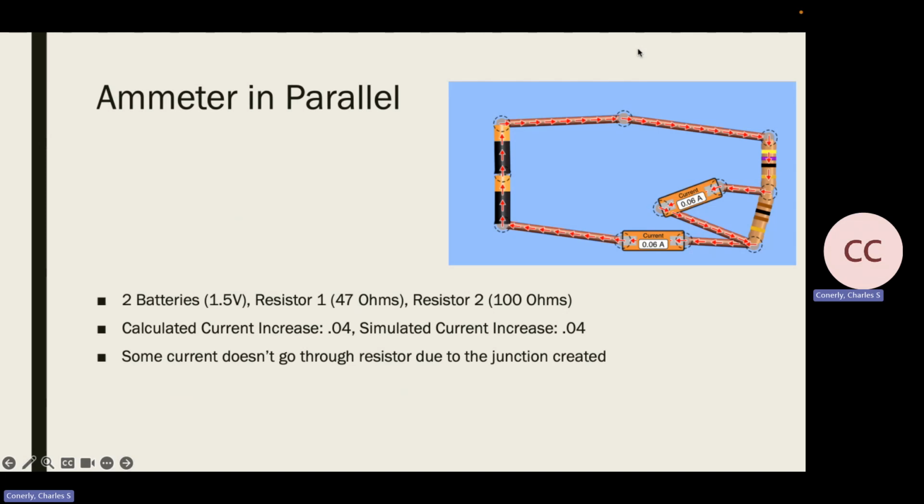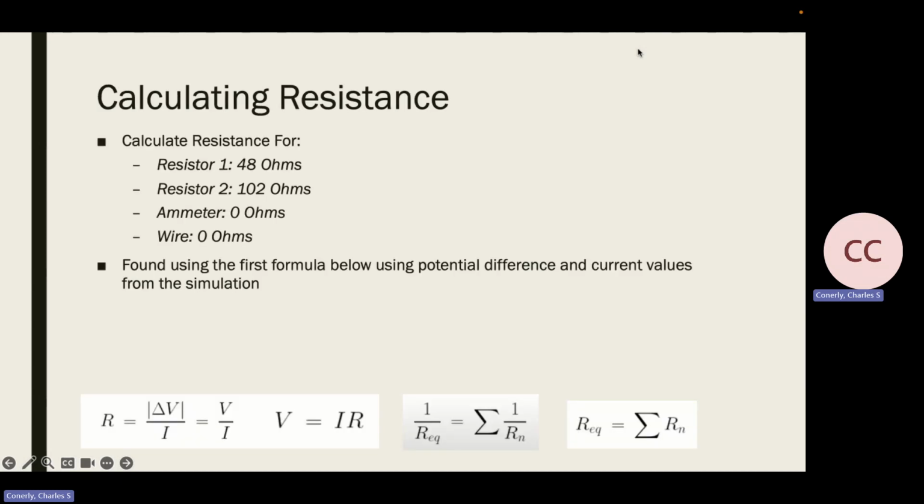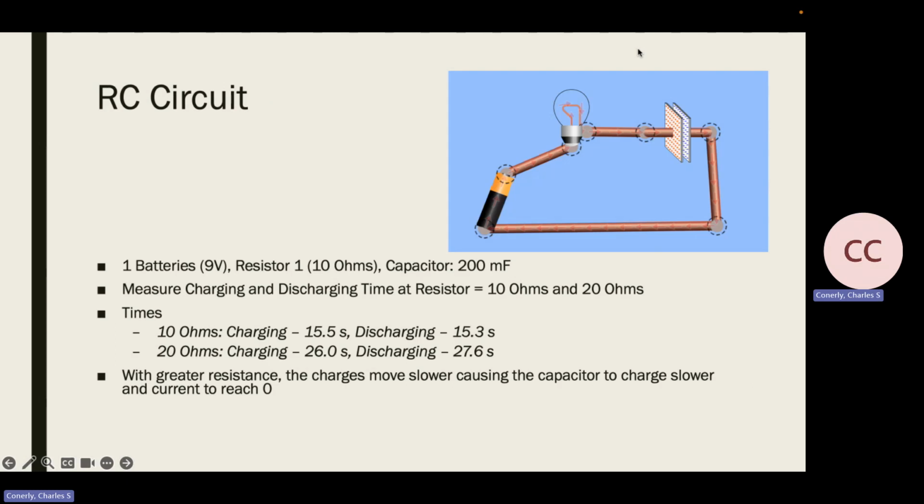Now we're going to look at a meter in parallel. We're using a similar setup with two batteries and two resistors. The batteries are both 1.5 volts, and resistor 1 and resistor 2 are the same as last time. But we're going to see a current increase of 0.04 and a simulated increase of 0.04 as well. This is because some of the current doesn't need to go through the junction, and it creates a higher current. So we're going to calculate the resistance for our resistors. We see that it's a little higher, and we'll go into that in a little bit, but we found those using the formulas below, using Ohm's law.